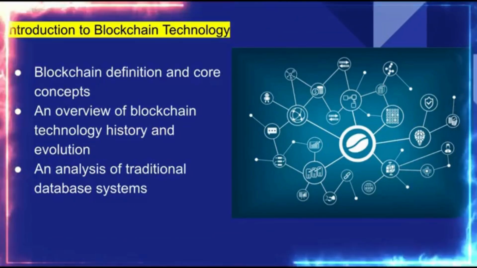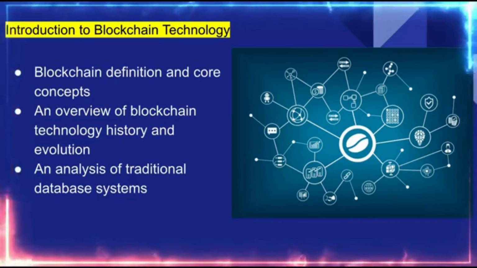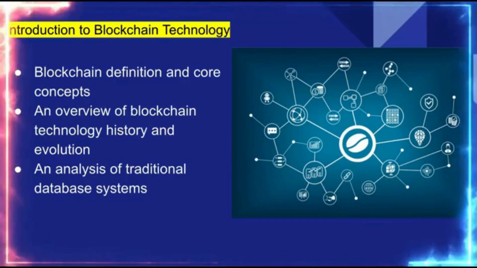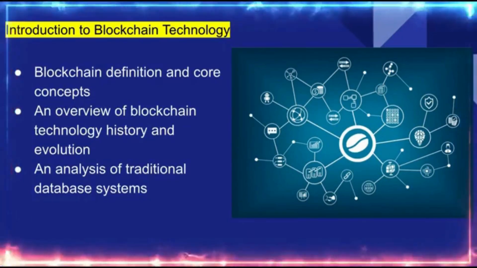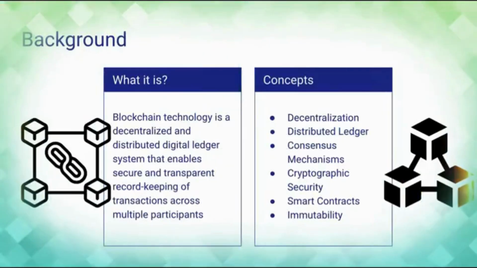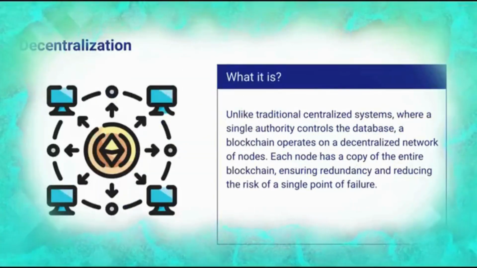Introduction to Blockchain Technology. We will learn the following: blockchain definition and core concepts, an overview of blockchain technology's history and evolution, and analysis of traditional database systems. Blockchain technology definition and core concepts. Blockchain technology is a decentralized and distributed digital ledger system that enables secure and transparent record-keeping of transactions across multiple participants. It provides a way to achieve consensus in a trustless environment, eliminating the need for intermediaries while maintaining data integrity. The core concepts of blockchain technology include decentralization.